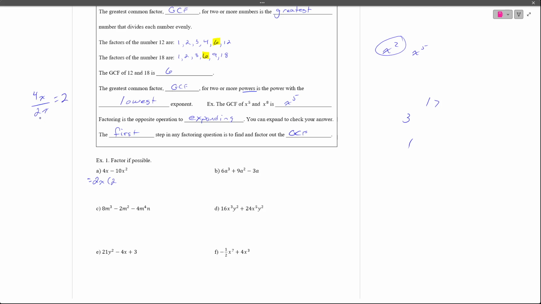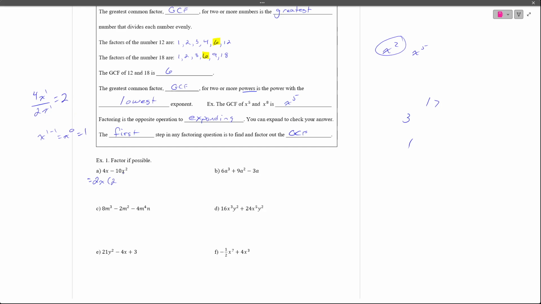X divided by x, what happens when we have division of powers? We subtract the exponents. So x divided by x is the same thing as saying x to the power of 1 divided by x to the power of 1. So we subtract the exponents. So we have 1 minus 1. That's x to the power of 0, which is just 1. So that's the same thing as saying 2 times 1, which is just 2. So that's why it divided the whole thing out.